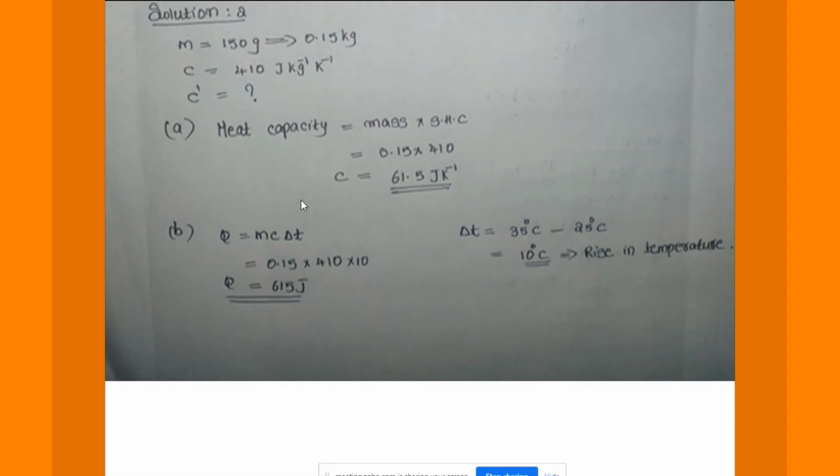Check whether you have M. Yes, M is already there. And do you have C value? Yes, it is already there. What is not there? Delta T. But the information is there in the question. Delta T equals 35 minus 25, you will get 10 degrees Celsius. Now again direct substitution only, you will get Q as 615 joule. That's the heat energy Q. So that's about question number 2.